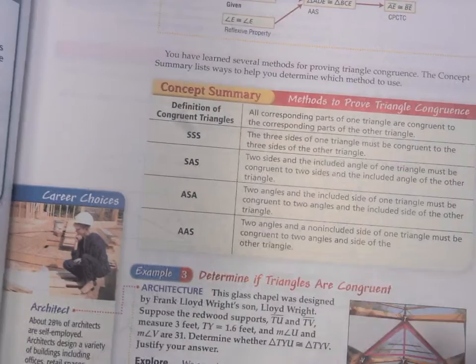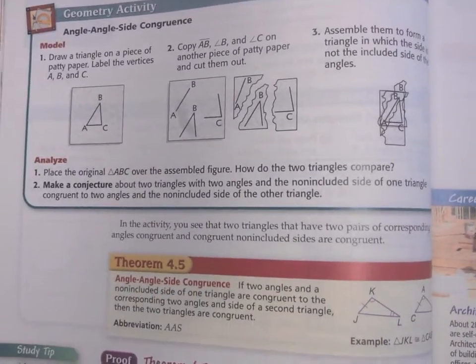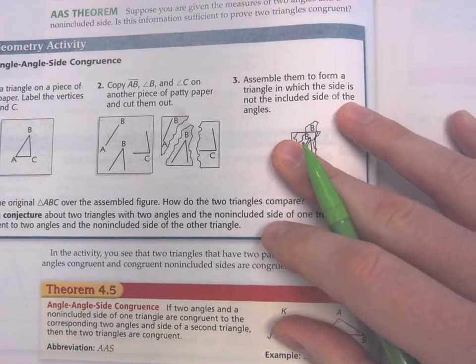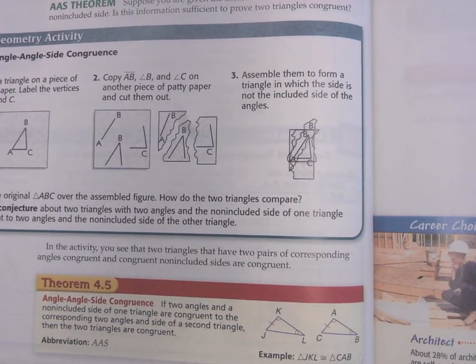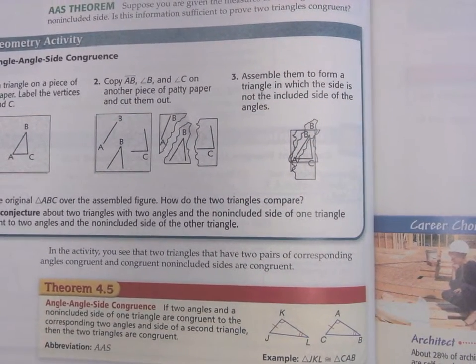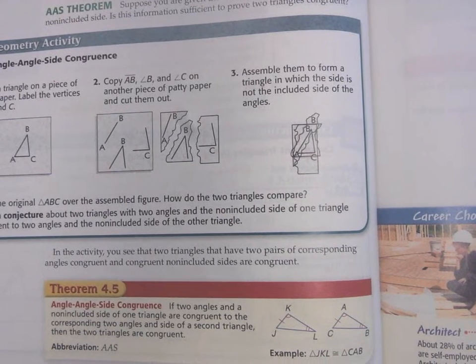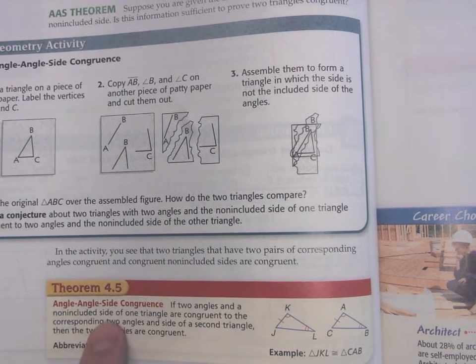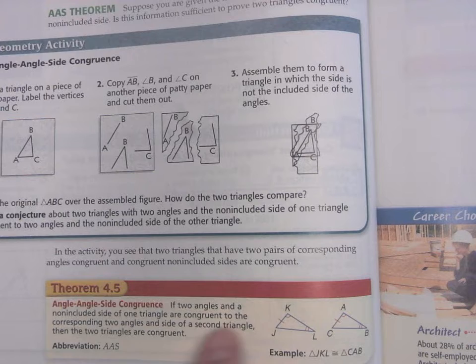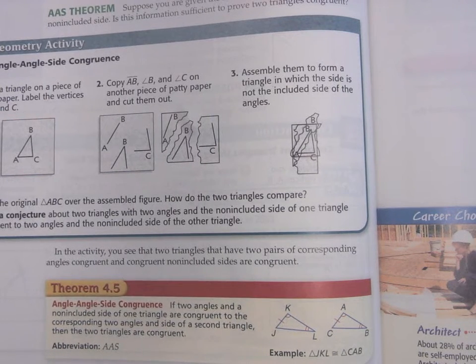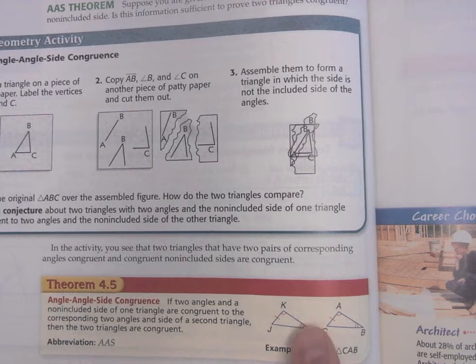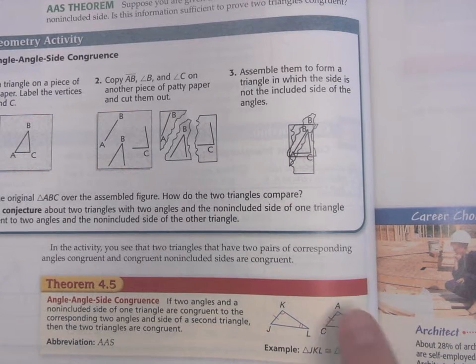Okay, on the next page, we got the angle-angle-side congruence theorem. Now this is a theorem, so we actually got to prove it. Okay, let's read it first. It says if two angles and the non-included side of one triangle are congruent to the corresponding two angles and side of a second triangle, then the two triangles are congruent. So here, notice you have angle-angle-side. The side's not in the middle.